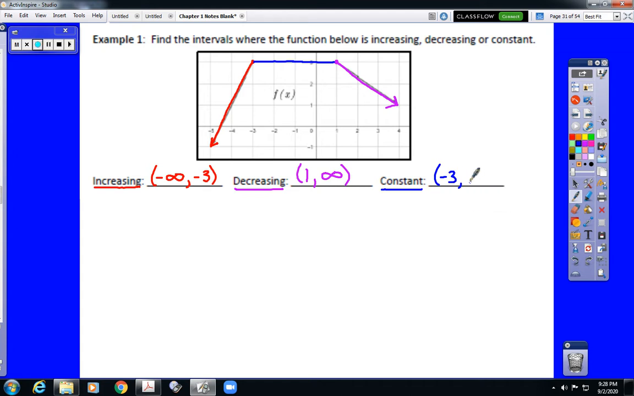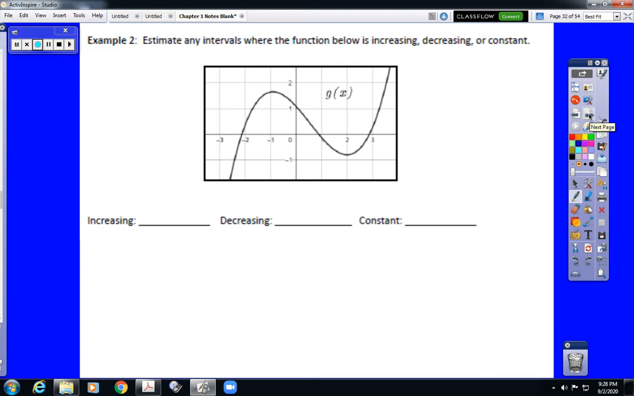Now notice I'm always using rounded brackets here. If I can ever get my pen to work. There we go. Okay, we're not worried about square brackets, rounded brackets. We're just always going to use rounded brackets for these domain intervals because technically at those points it's not increasing or decreasing because it's switching from one to the other or from one to constant.